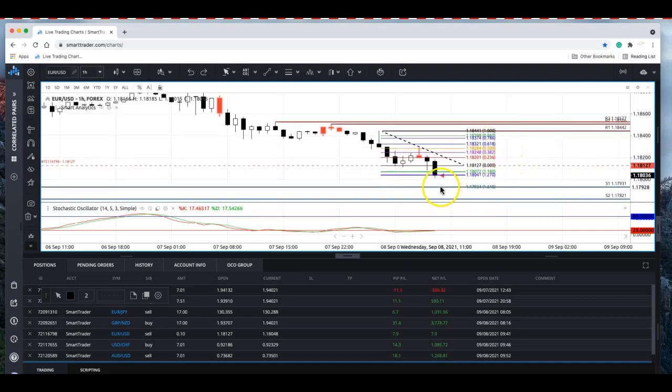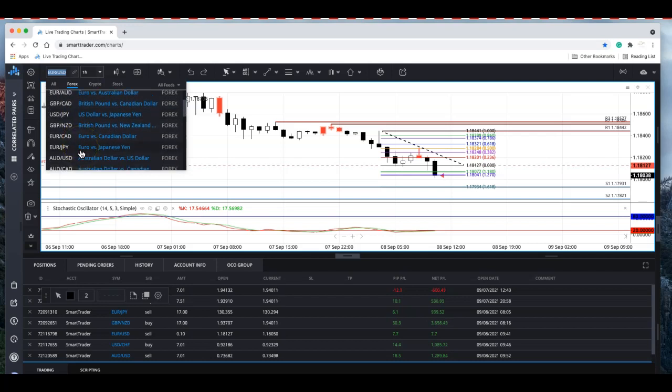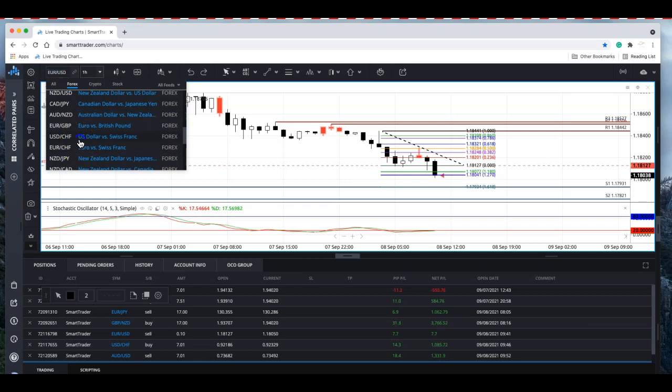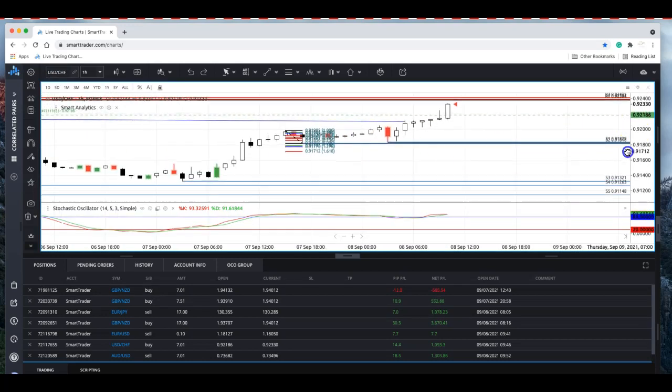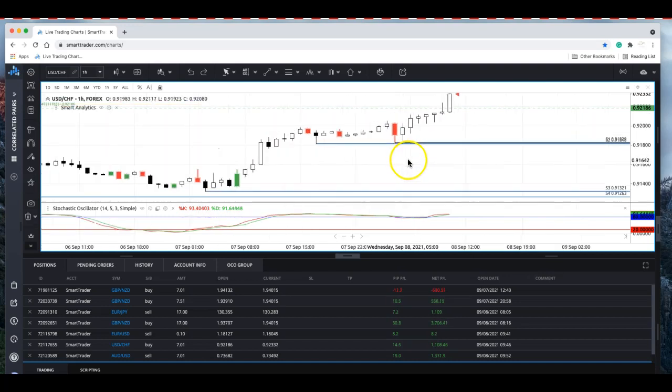And my target is all the way down here at the extension at 1793, which is another pivot point. And if Euro dollar is going down, then USD Swiss is going up. And there's the trade right there, up 14 pips, and I'm going to exit right there at 93.40. It also happens to be a fib extension.